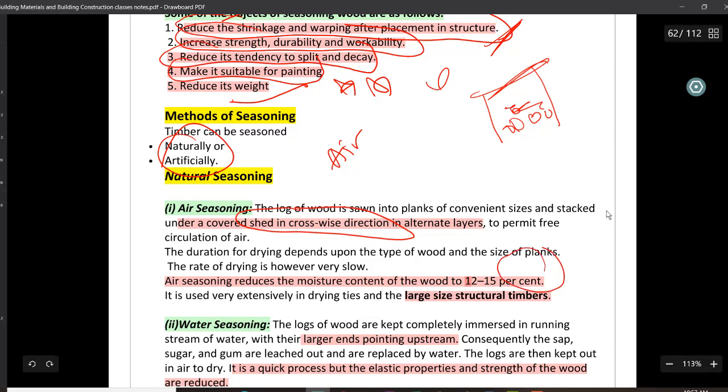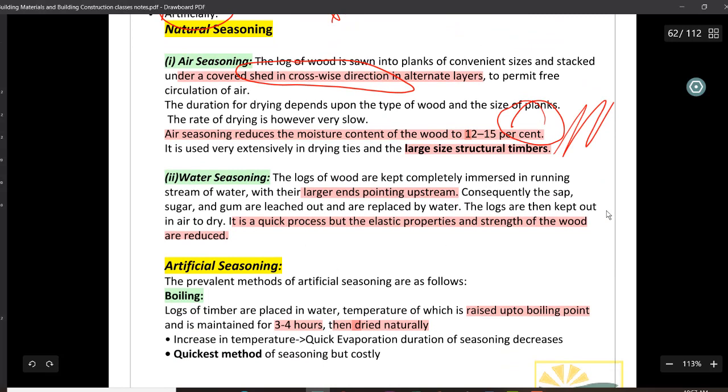So we'll be doing this air seasoning till the moisture content is reduced to 12 to 15%, and it is very suitable when it comes to large size timbers. Okay, if the tree size is very large, then air seasoning is the best. It is used very extensively in drying ties and the large size structural timbers. Now coming to water seasoning. What is this water seasoning?